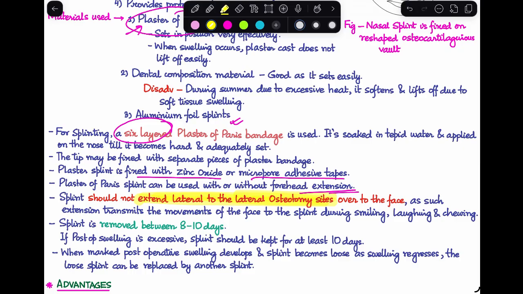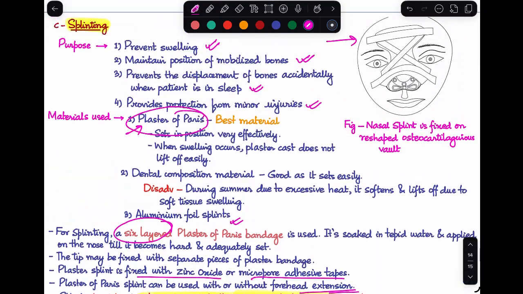When do you remove the splint? The splint is usually kept about 7 to 10 days, and sometime around that you remove the splint. If the post-operative swelling is very excessive, then the splint should be kept for at least 10 days. And when marked post-operative swelling develops and the splint becomes very loose, and as the swelling regresses, the loose splint can be replaced by another splint. So that's all about splinting.